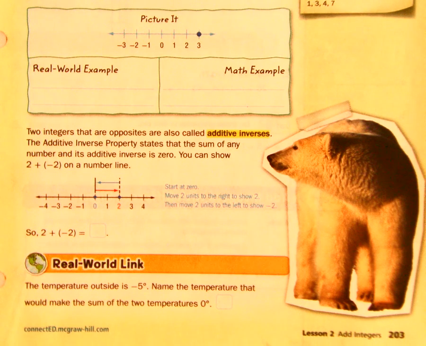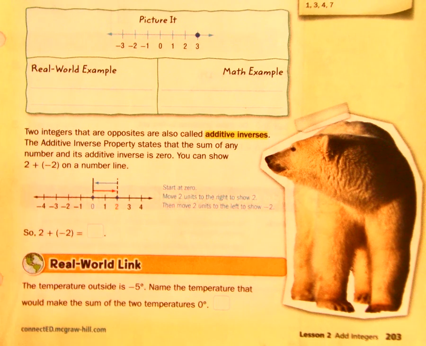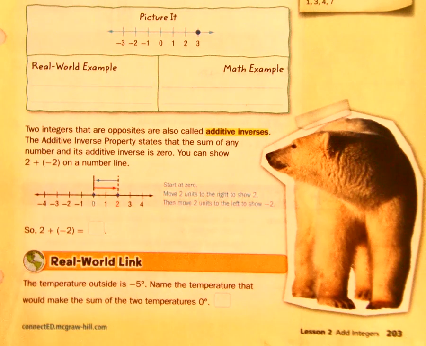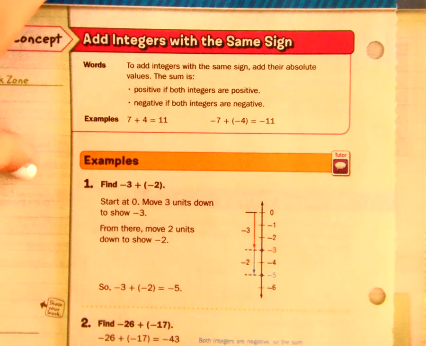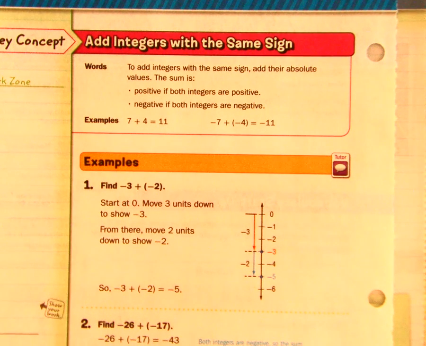So we can show that 2 plus negative 2 on the number line. We add 2 and then we take 2 away, so 2 plus negative 2 is 0. First, we're going to add integers with the same sign. To add integers with the same sign, add their absolute values. The sum is positive if both numbers are positive and negative if both numbers are negative.